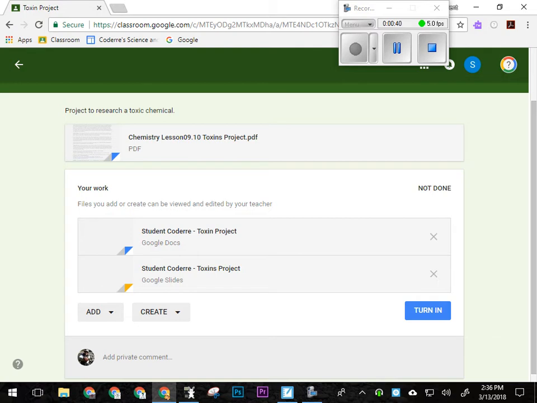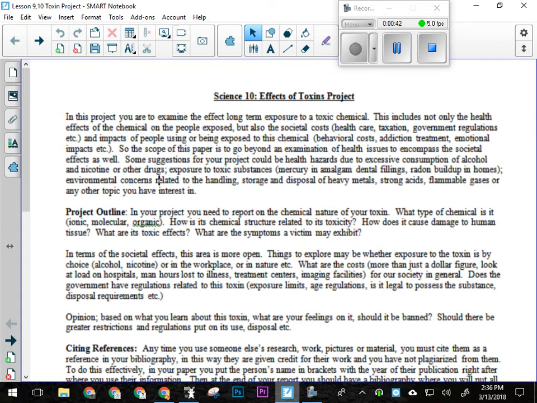All right, so the idea of the Toxin project is this. We want to review and apply some of the stuff we learned in the chemistry unit. To do that, you can research a toxic chemical of your choice. This essentially has two parts. The first part is probably the easiest part, and that is, tell me about the chemical.